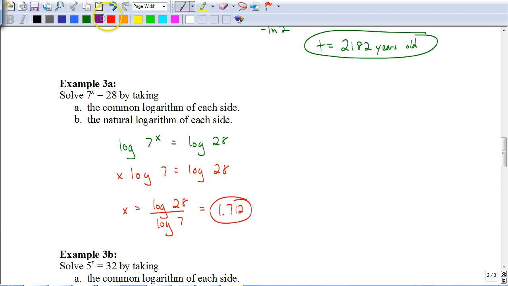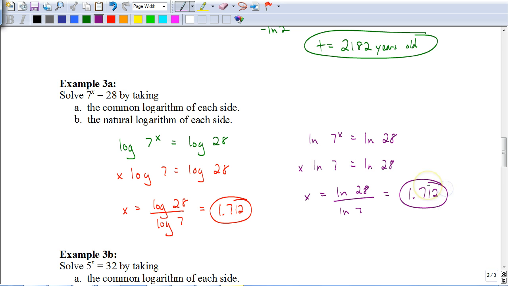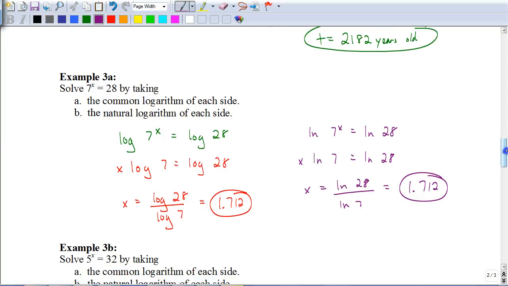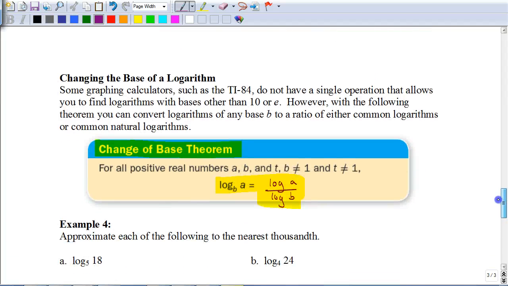Now the interesting thing is this. If I were to take the natural log of both sides, that's part B. Well, you started out the same. Put that x in front of the natural log. Divide both sides by the natural log of 7. And when you do that, you end up getting the same exact answer, 1.712. So in other words, at the beginning, it doesn't matter if you take the log of both sides or the natural log of both sides. You'll end up with the same solution.